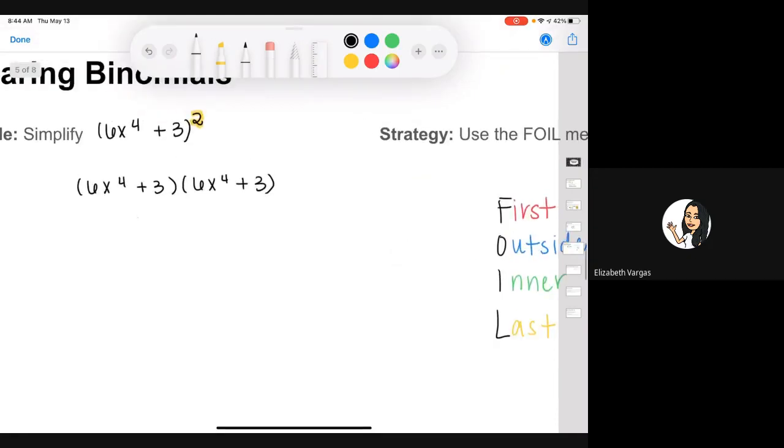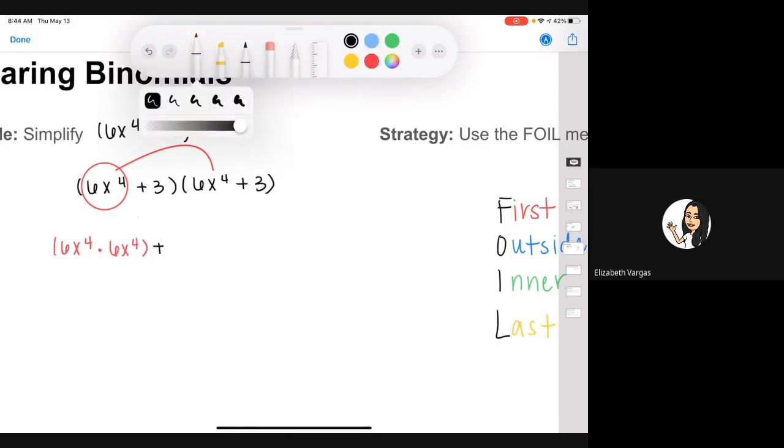So first, you're taking this first expression, multiplying it by this first expression. So 6x to the power of 4, 6x to the power of 4. Plus, now I'm going to do my outer. So taking this, multiplying it by my outermost expression, that 3. 6x to the power of 4 times 3. Plus, now my inners, so my 2 inner ones, this one and this one.